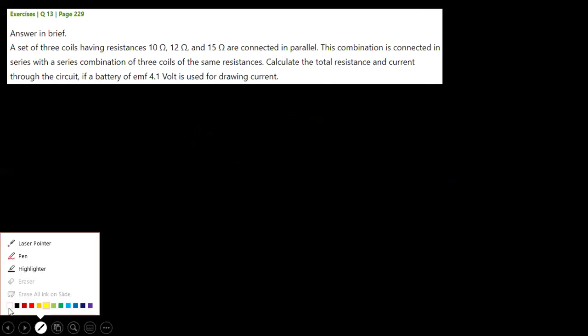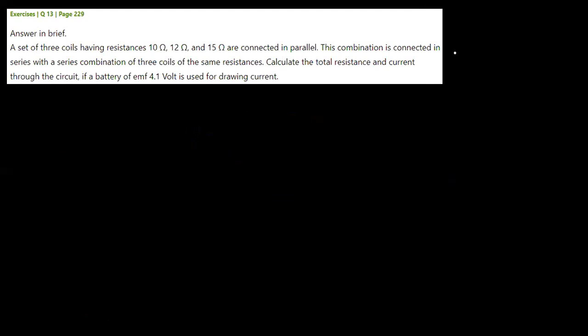A set of 3 coils having resistance 10, 12, and 15 ohm are connected in parallel. Let us draw a diagrammatic representation. I'll just draw one circuit diagram. There are 3 resistances: one is 10, one is 12, and one is 15. I'm not putting the labeling. These are the 3 resistances connected in parallel. So this is a parallel combination.